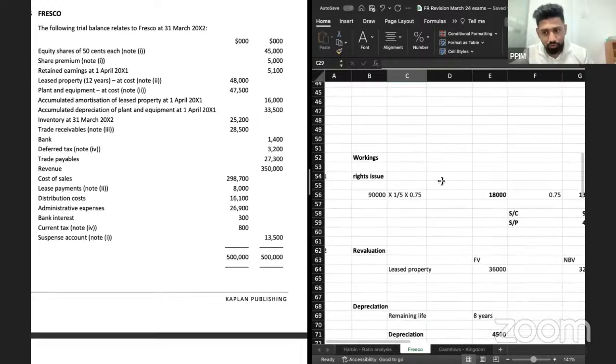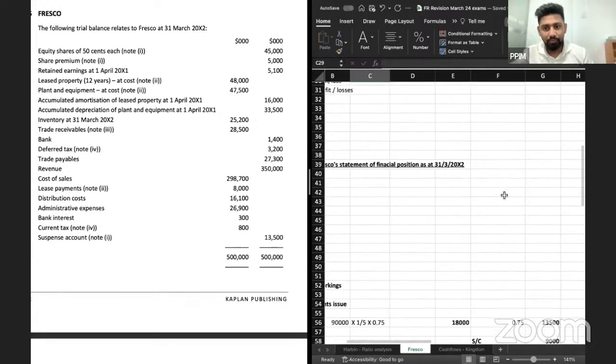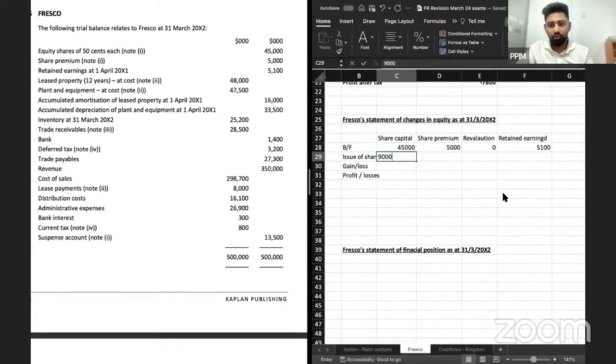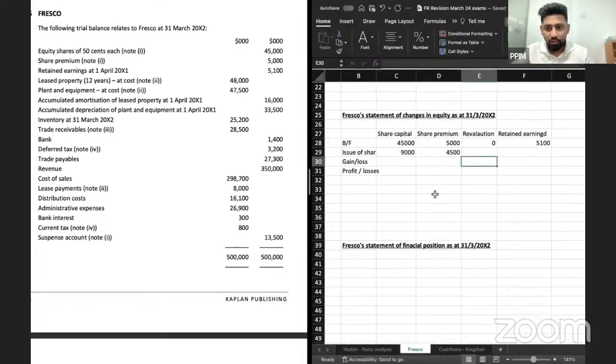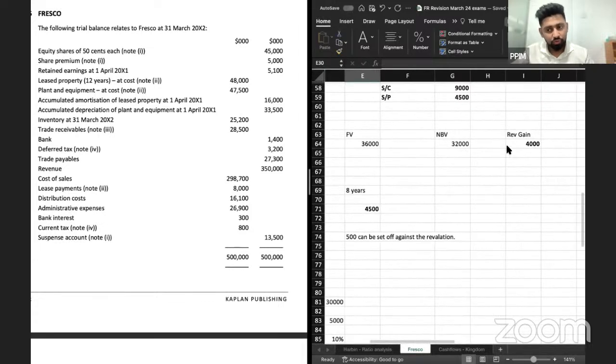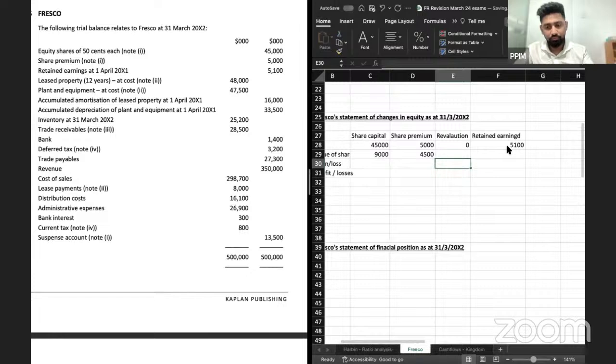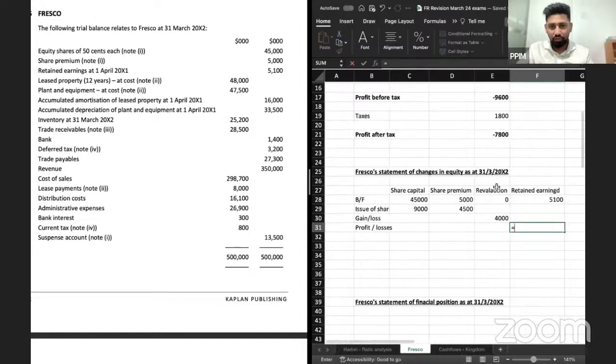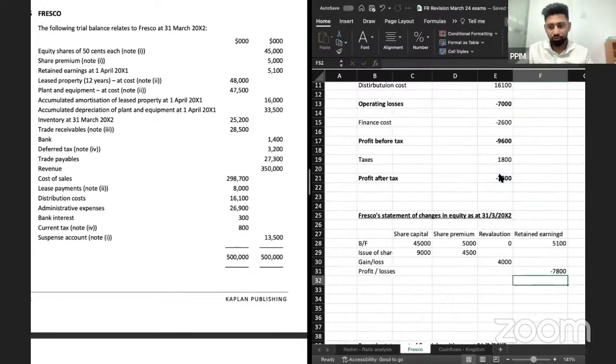Did we issue shares? Yes, I remember we issued shares. Share capital 9,000, share premium 4,500. Did we revalue? I remember we revalued. Our revaluation gain was 4,000. Retained earnings: we don't have a profit, instead we have a loss. I'm going to go to the top and account for the loss.